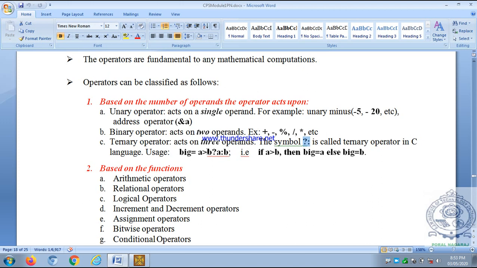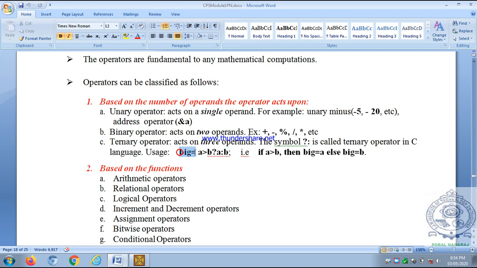Here we have its usage: big assigned value a greater than b question mark a colon b. You can observe here that the question mark and colon separate the operands a and b. So in total we have three operands. This question mark followed by a colon is called a ternary operator.